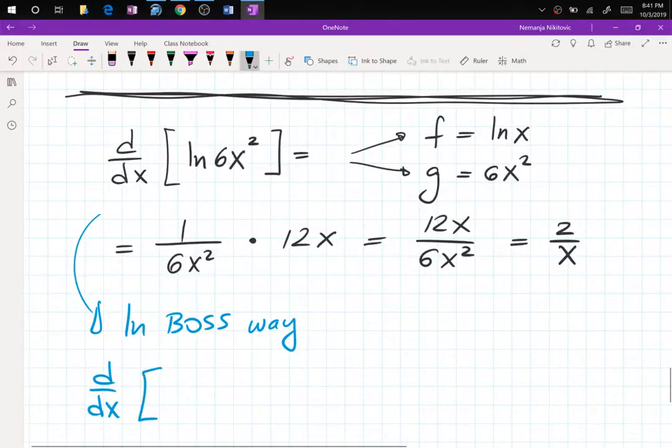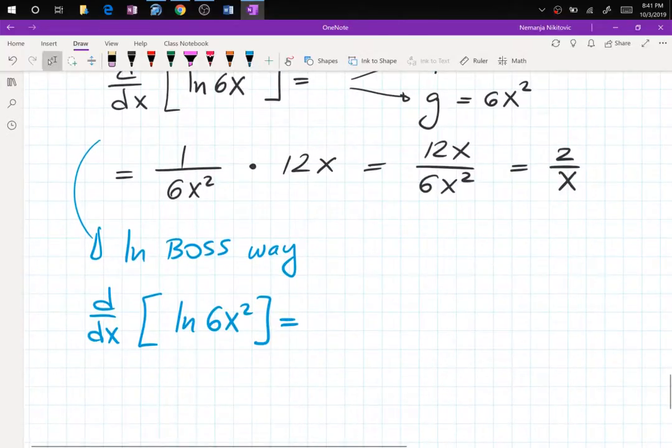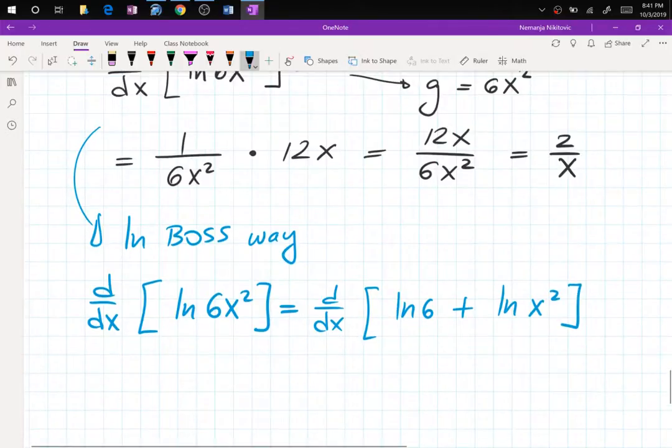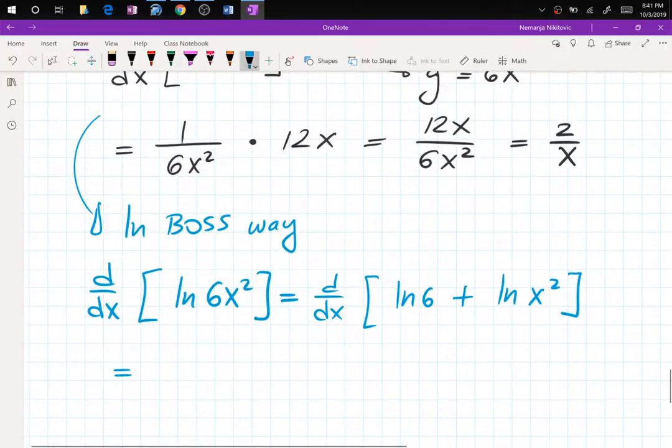So, the derivative of ln 6x squared. Now we're going back to pre-calculus. And remember the formula, when you have a multiplication inside the argument, it becomes the addition of two ln's. So this is going to be the derivative of ln 6 plus ln x squared. And what's the other formula that I need? The 2 jumps in front of ln x.